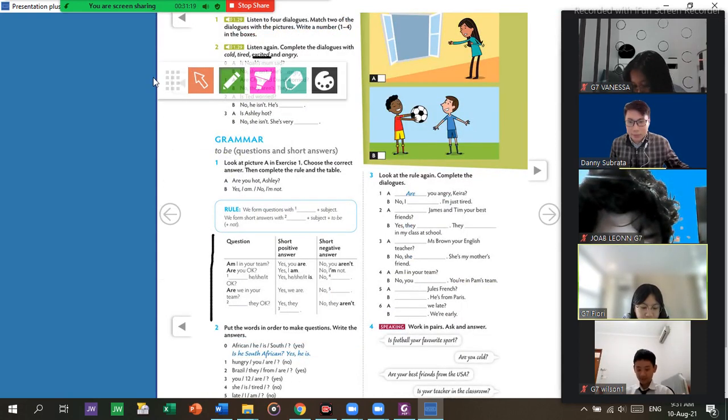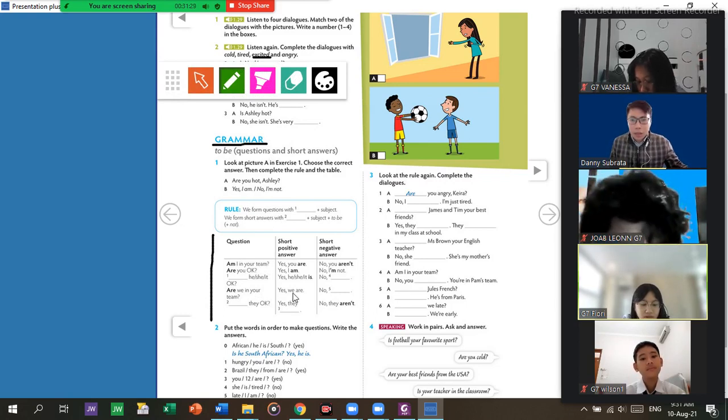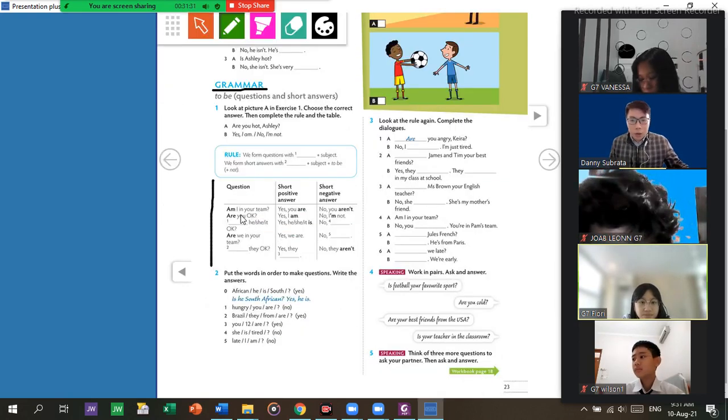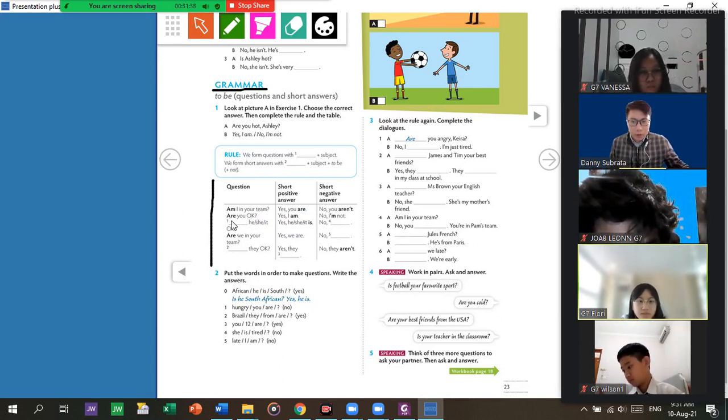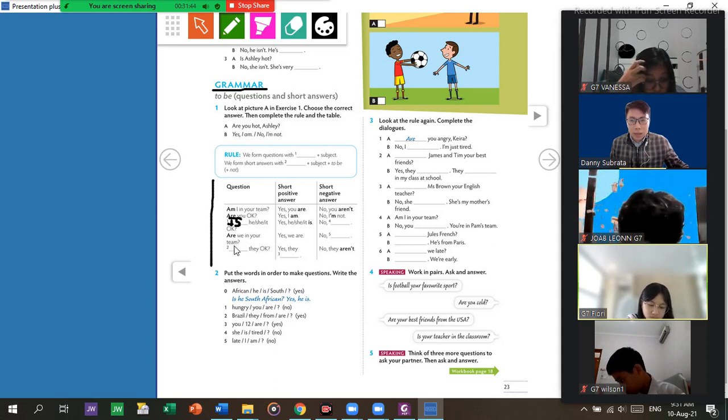Okay. So, if you are using questions, you always put the to be at the front. If you look into the grammar, we already did this last week. So, if you're using the question, the to be should be at the front. So for this one, number 1 is he, she, it, and then are also at the front.